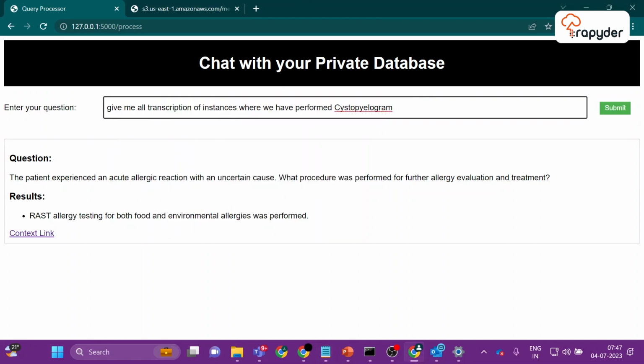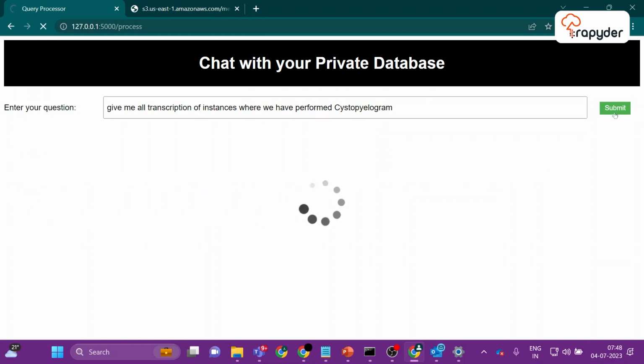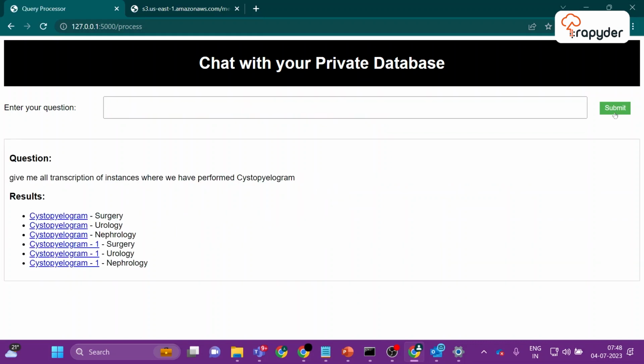Here the doctor is demanding: give me all transcriptions of instances where we have performed cystopyelogram. Here it is. Here we can see documents related to cystopyelogram.